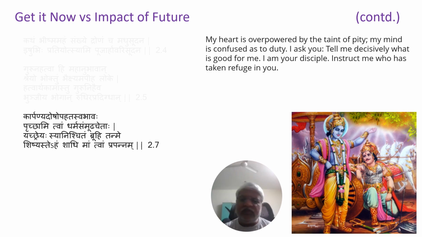So this is the wonderful stroke which Arjuna has done, even though he is in a bad state of mind. What it says is, I am your disciple. So please tell me what I should do. Okay, instruct me, and I have come to your refuge. So please give me good decisions and tell me what I should do.